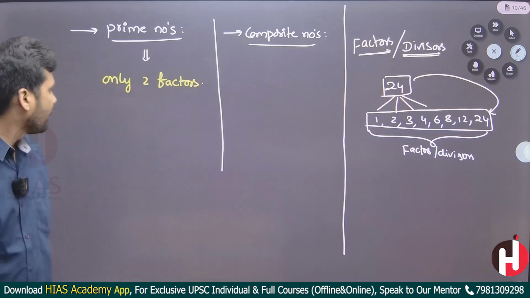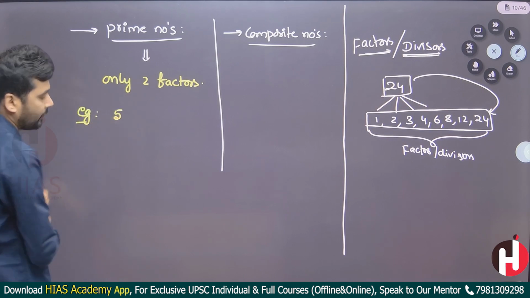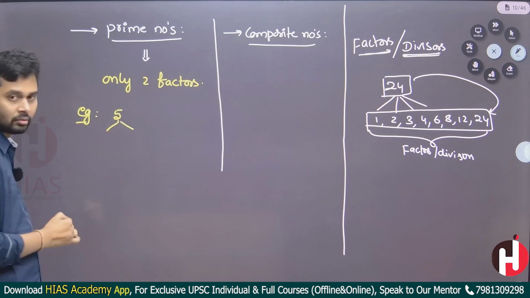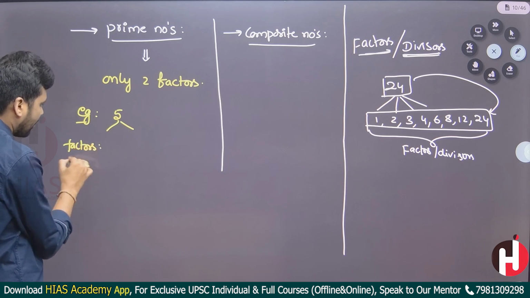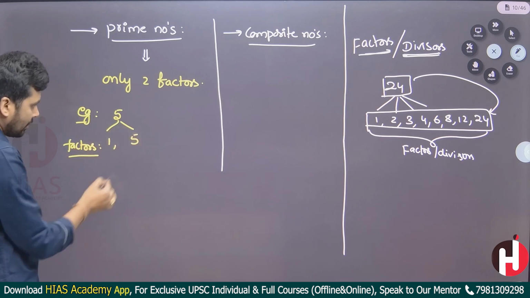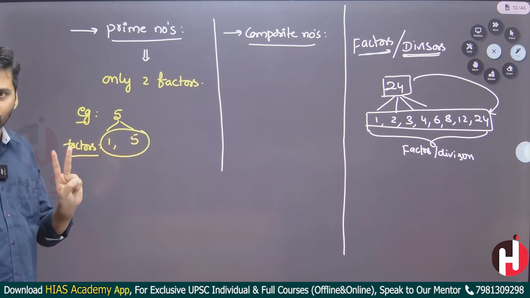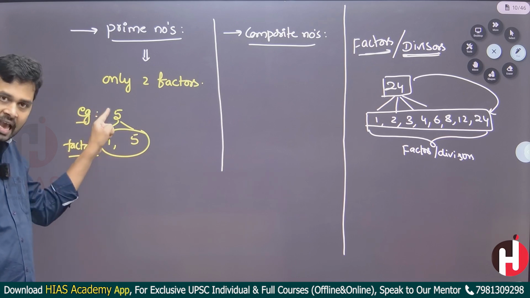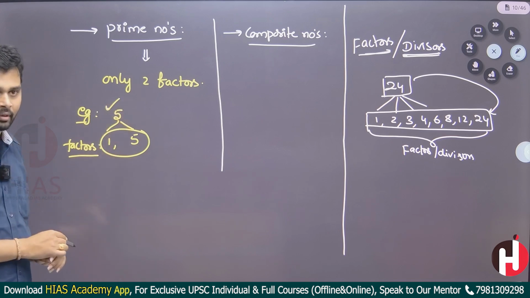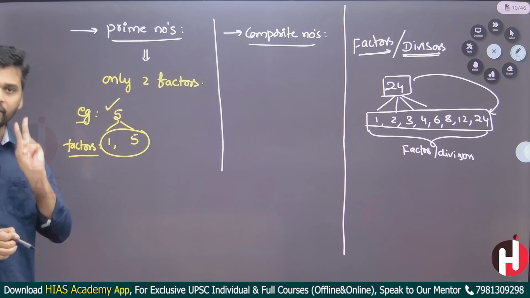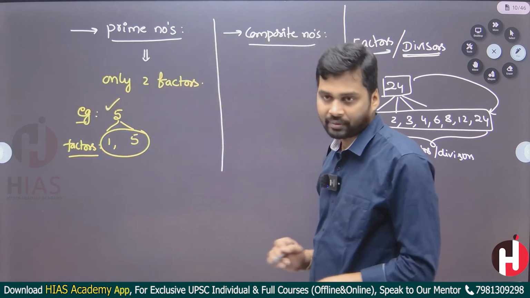So for example, if I take 5, what are the factors of 5? It is divisible by 1 and 5. So how many factors are there? Only two factors. What are those factors? 1 and the number itself, that means the same 5. So that's why it is a prime number. If any number has only two factors, those numbers are called prime numbers.